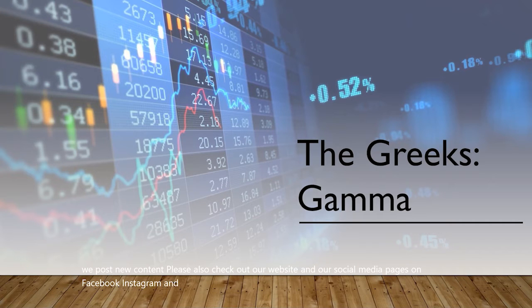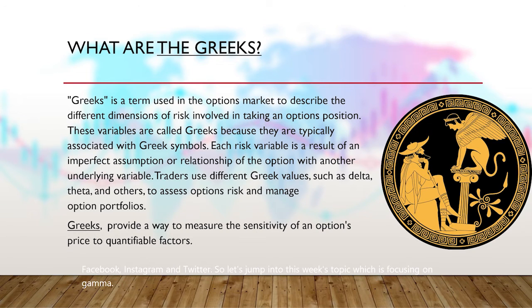So let's jump into this week's topic, which is focusing on gamma. Before we do that, let's do a quick refresher on what the collective Greek term means. Greeks is a term used in the option market to describe the different dimensions of risk involved in taking on an option position. These variables are called Greeks because they are typically associated with a Greek symbol. Each risk variable is a result of an imperfect assumption or relationship of the option with another underlying variable.